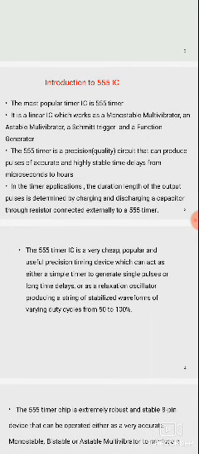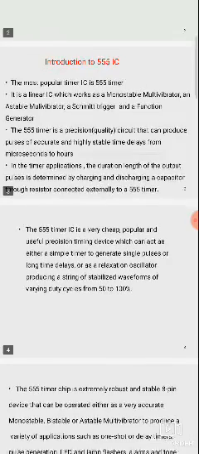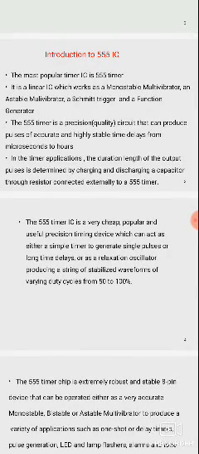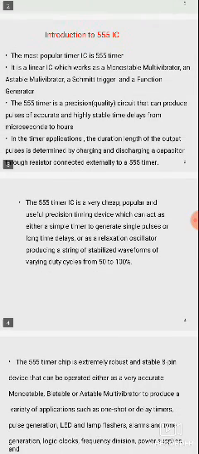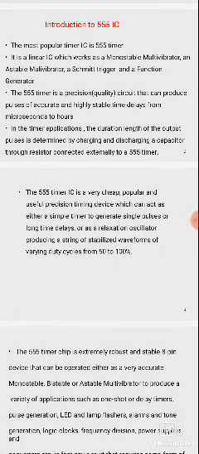Next, in timer applications, the duration of the output pulses is determined by the charging and discharging of a capacitor through a resistor connected externally to the 555 timer. Normally the function of a capacitor is charging and discharging. So the pulse depends on the charging and discharging time of the capacitor, which is connected through a resistor externally to the 555 timer.